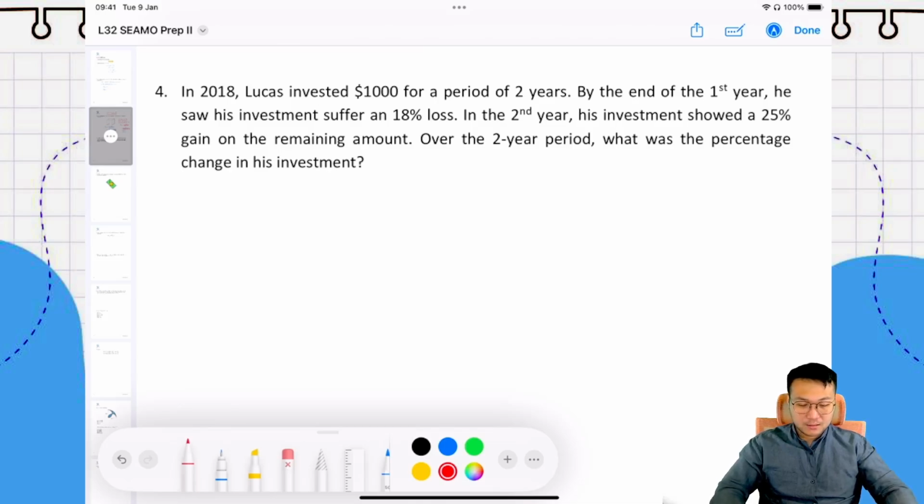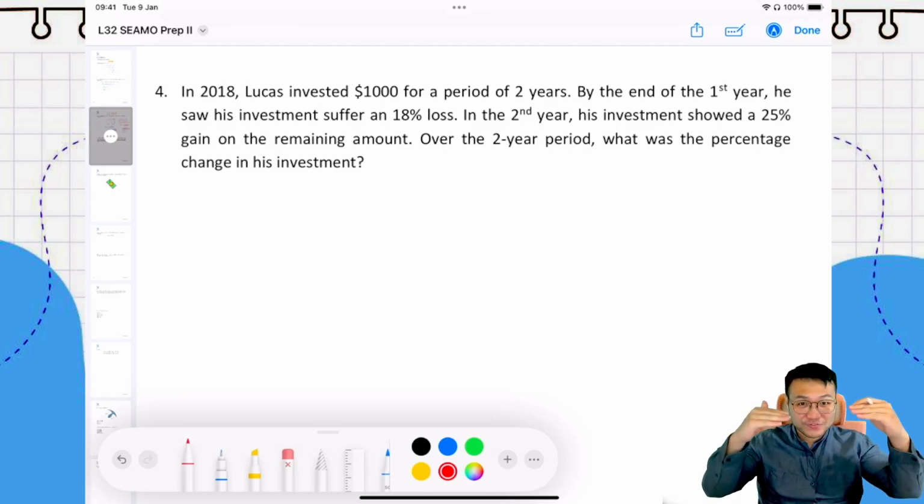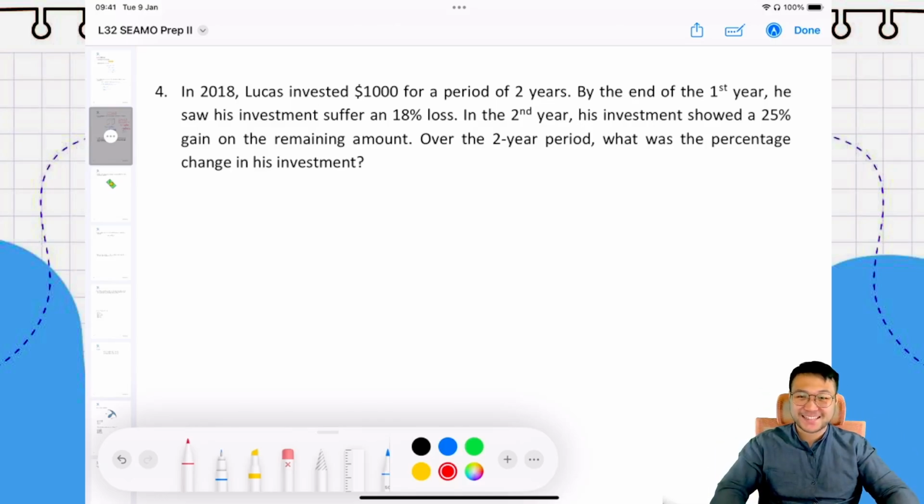In 2018, Lucas invested $1,000 for a period of 2 years. At the end of the first year, he lost 18%. Then in the second year, he improved by 25%. So in the end, he will have a certain amount of money after 2 years, right? So did he win or did he lose? Did he gain or did he lose? What is the percentage that he gained or lost?